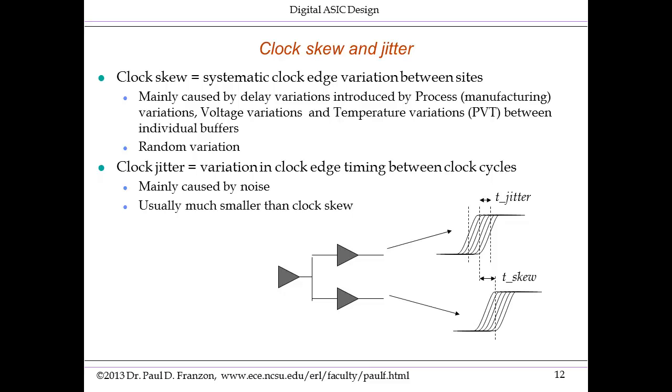Now in practice we can't actually achieve that. And there's two reasons why we can't actually achieve that. And that is process and temperature variations causing clock skew and noise causing clock jitter.